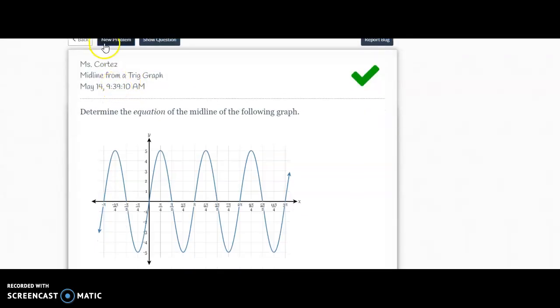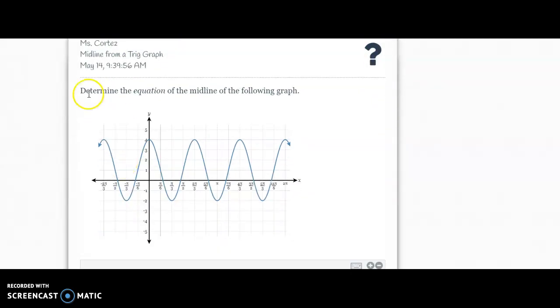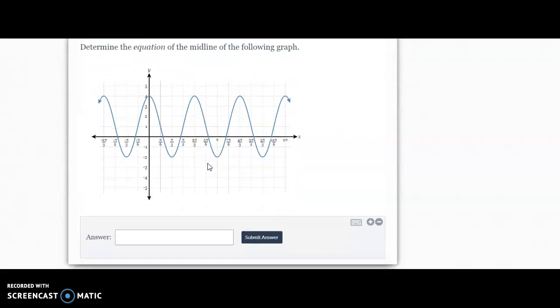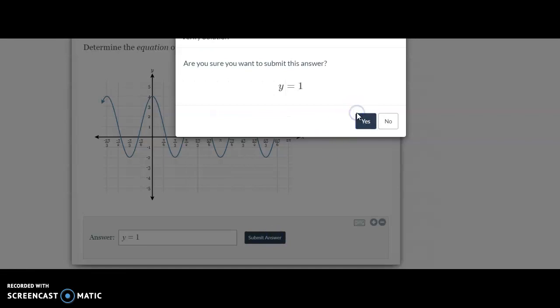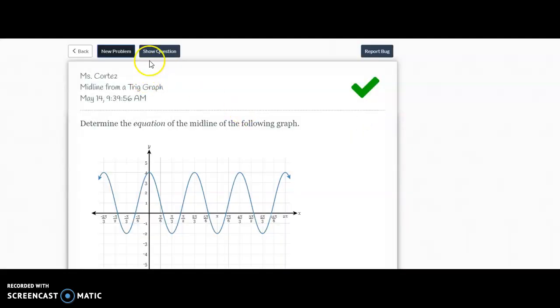Perfect. Let's go ahead and try another example. Again, determine the equation of the graph. So we need to find the middle of the graph on the y-axis. It goes from -2 to +4. That's 6 units. So we need to go halfway. 1, 2, 3. The middle of the graph is going to be right here at 1. And the equation of that line is going to be y equals 1. And there we go.